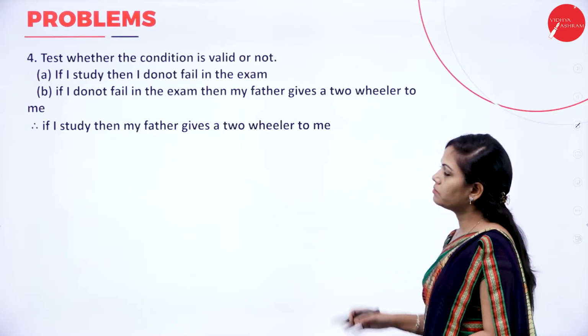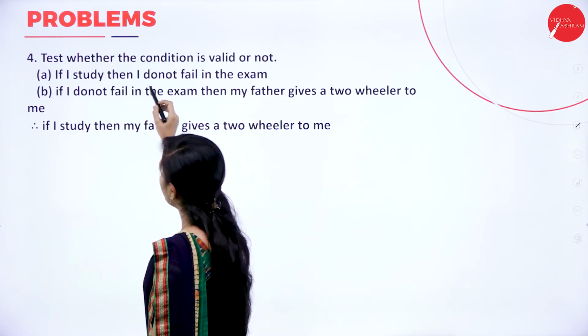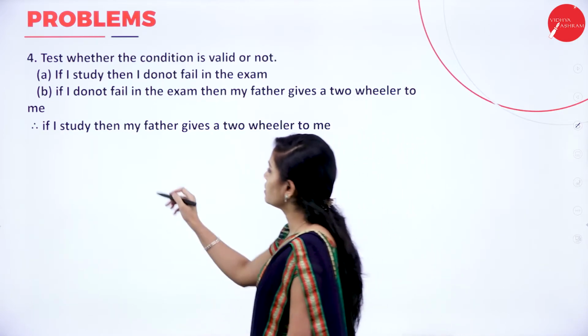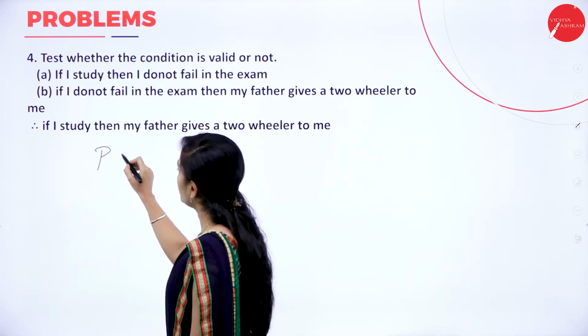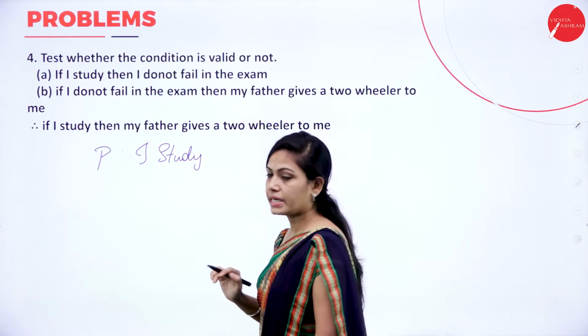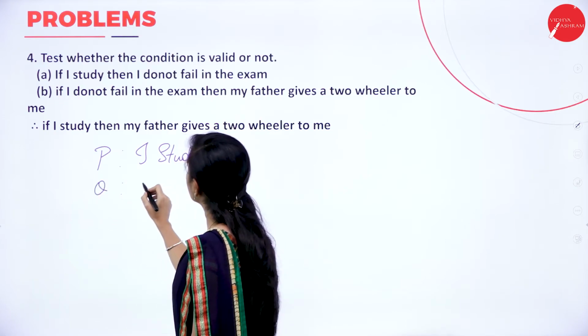And the next problem, test whether the argument is valid or not. If I study, then I do not fail in the exam. So we have two statements. Statement 1 is P: if I study is statement P, then I do not fail in the exam.